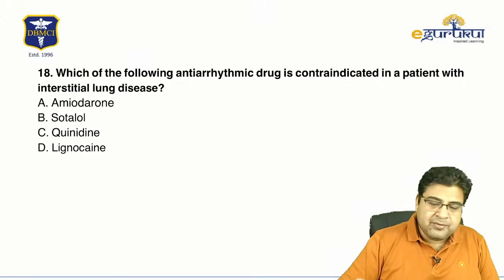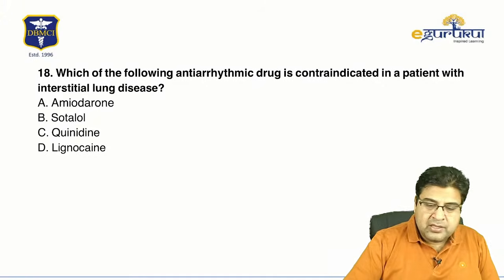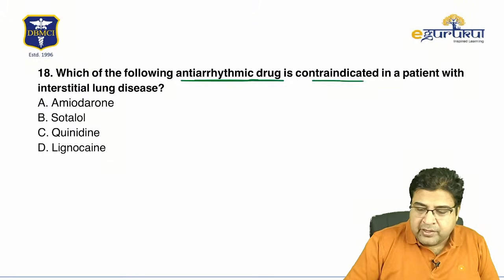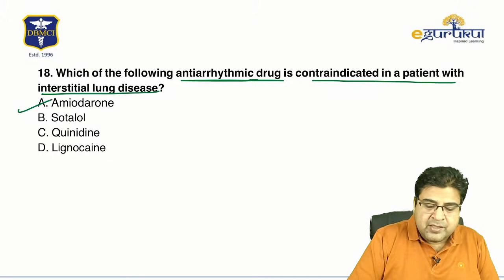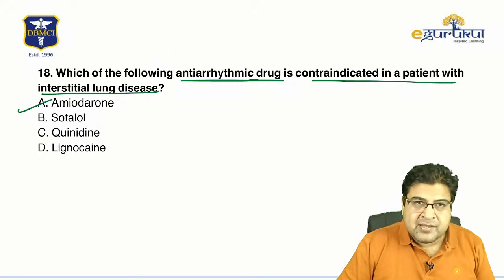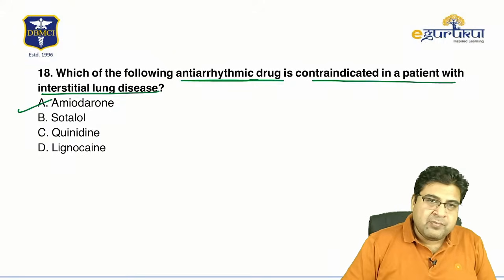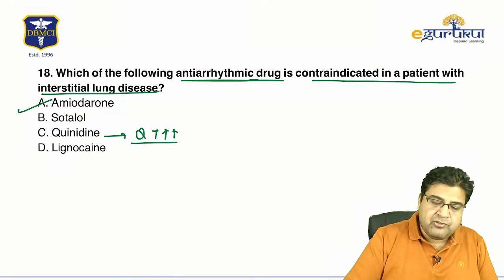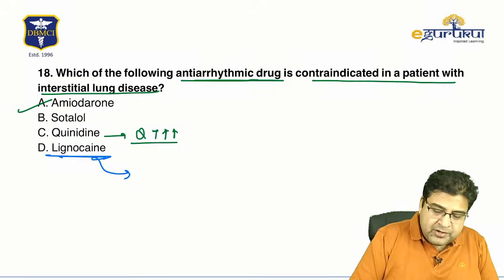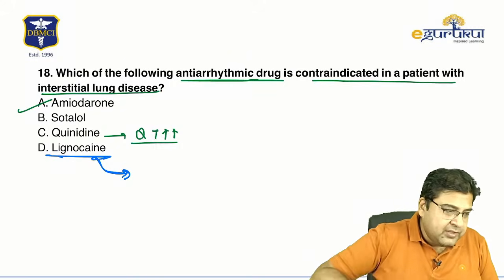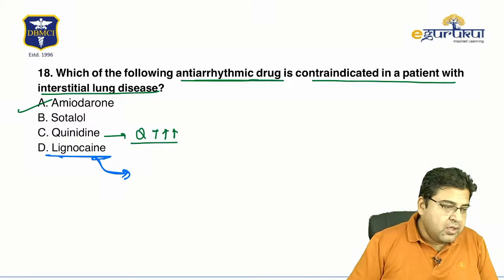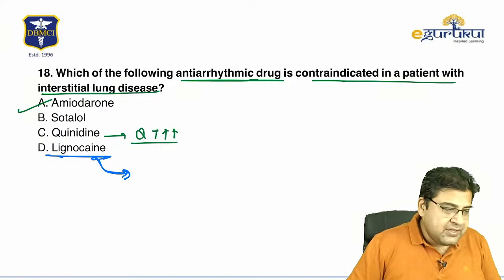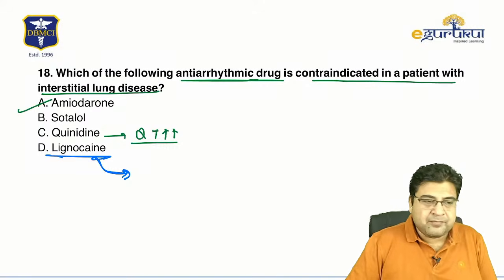Question number 18: which of the following anti-arrhythmic drugs is contraindicated in interstitial lung disease? Amiodarone. So the second time they have asked the same question, that amiodarone can cause pulmonary fibrosis. Quinidine starts with Q. This will cause QT prolongation. This is important guys for this year's exam. My gut feeling is they will ask you about lignocaine toxicity.